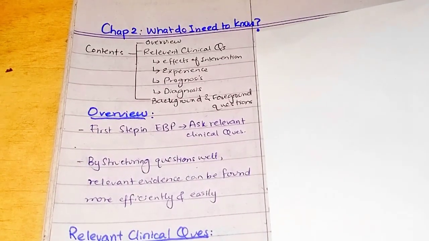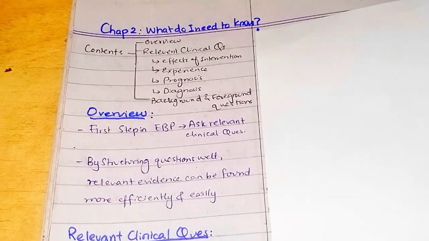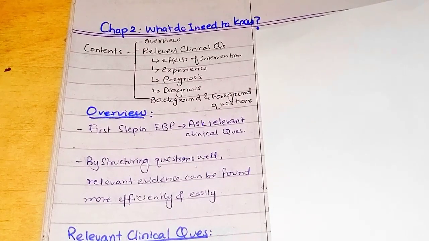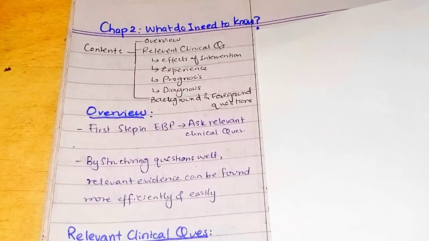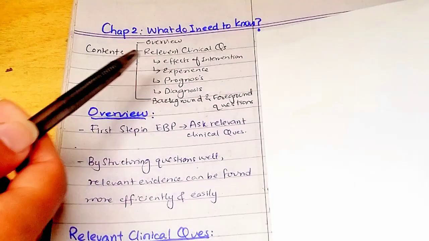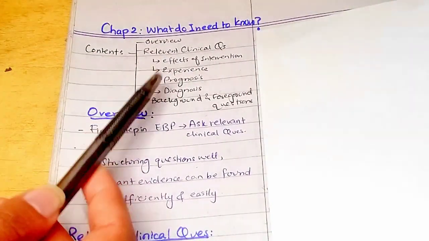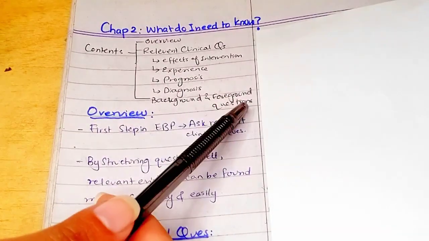In this chapter, we will look at how to construct the questions and how questions are categorized. We have many different things to discuss. We will discuss the overview of relevant clinical questions, what they are and why we need to structure them. Then we will discuss how to categorize those questions related to the effects of intervention, experience of the patient, prognosis, and diagnosis. In the last part, we will discuss the two different types of questions: the background questions and the foreground questions.